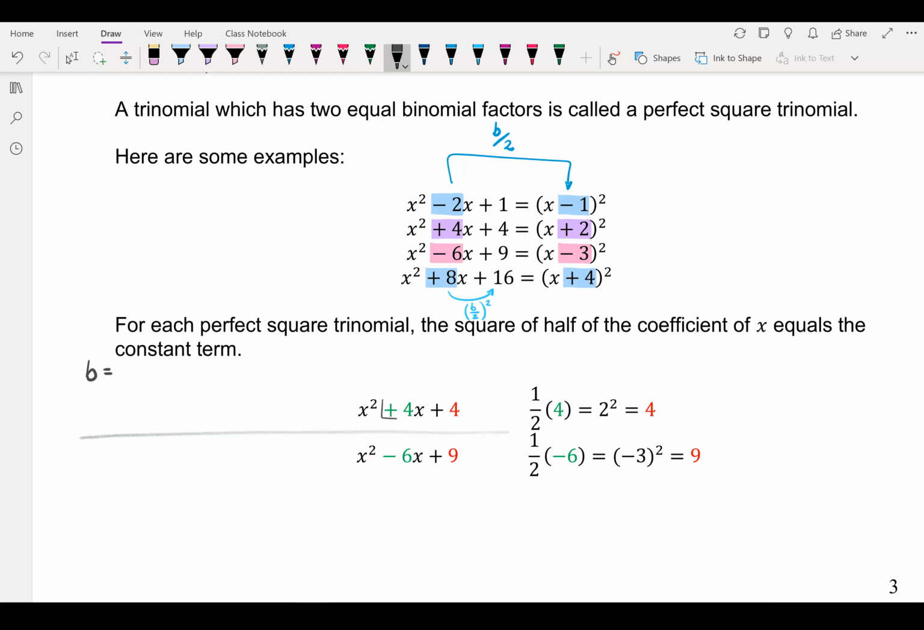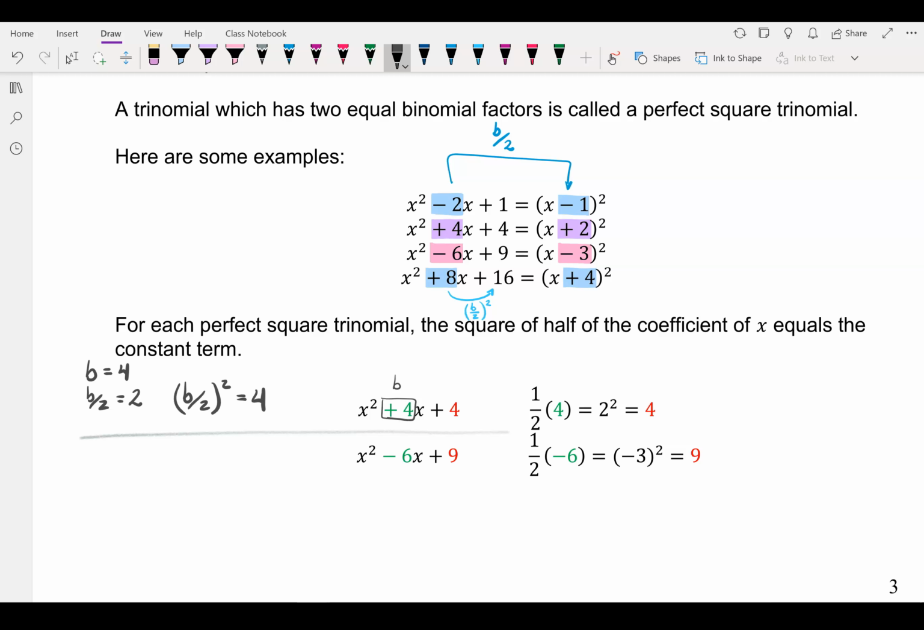The middle value is +4. That's our b value, right? In ax squared plus bx plus c, this is our b value. So if b is 4, what's b divided by 2? It's 2, right? And then what is b divided by 2 all squared? Well, if b divided by 2 is 2, you square that, you get 4.